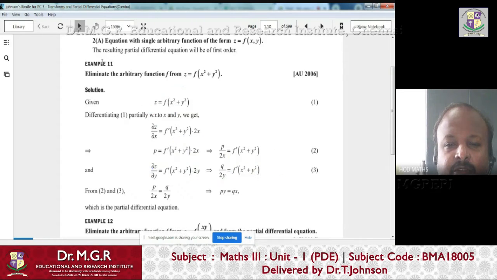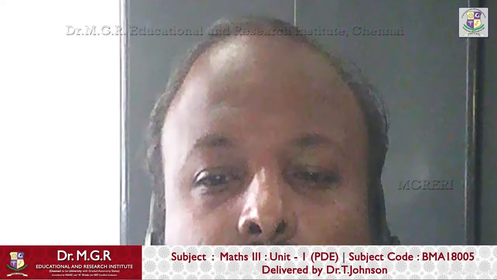From these two equations, you can divide them and then cancel out the common term. Then you get p by 2x equals q by 2y. From that you get the equation py equals qx. Py equals qx.